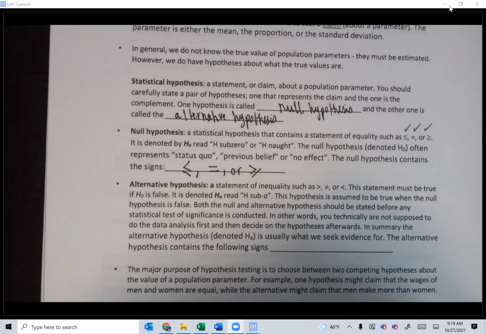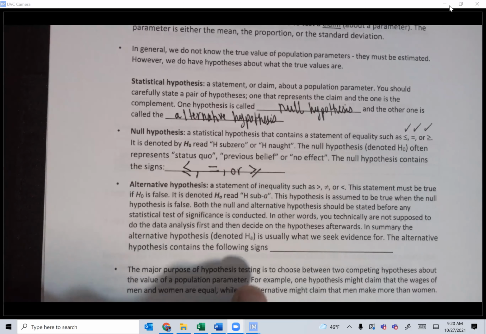Both the null and the alternative hypothesis should be stated before any statistical test of significance is conducted. In other words, you technically are not supposed to do a data analysis before you state your hypothesis. First of all, you have to state your question. Anytime, guys, you collect data, you have to know why you're collecting data. So if you're testing a claim, you have to put the words of the claim first, and then you go and collect the data to study the claim.